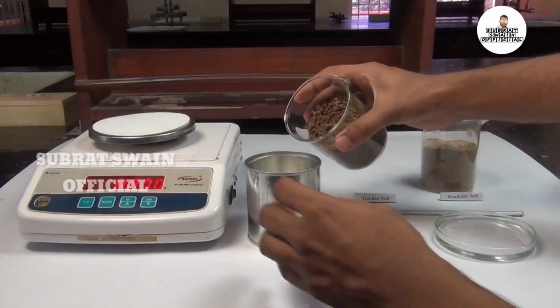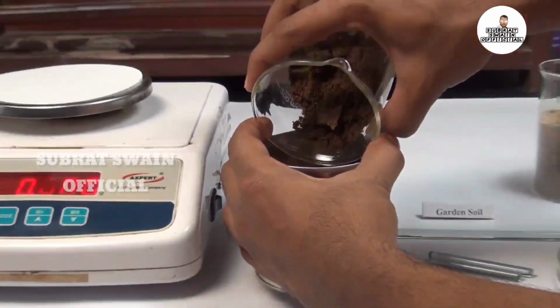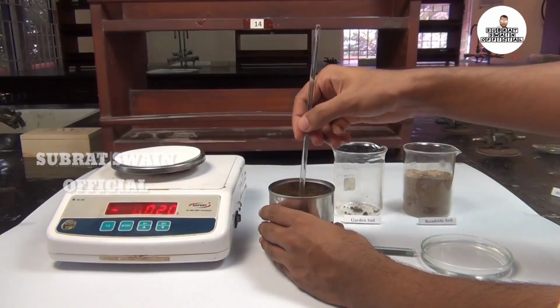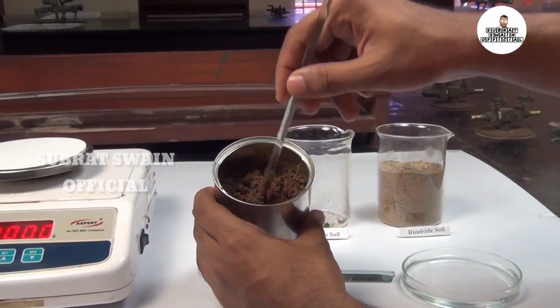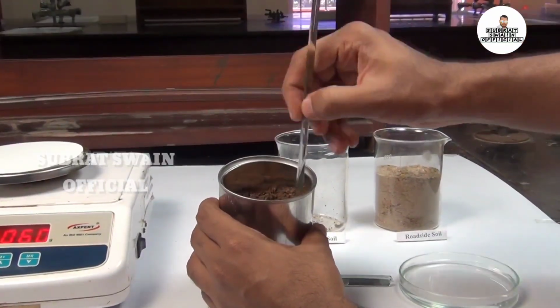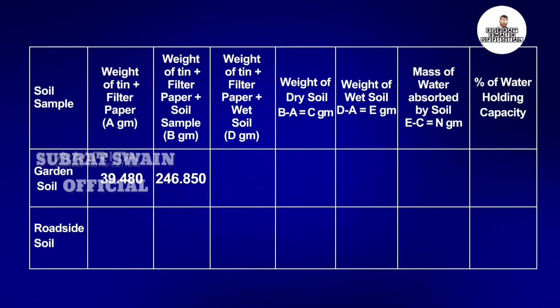Take the beaker containing garden soil and transfer the soil sample into the tin box. Take a glass rod and press the soil inside the tin gently several times so that soil is compactly filled and forms a uniform layer at the top. Weigh the tin box along with the soil sample and note its weight.